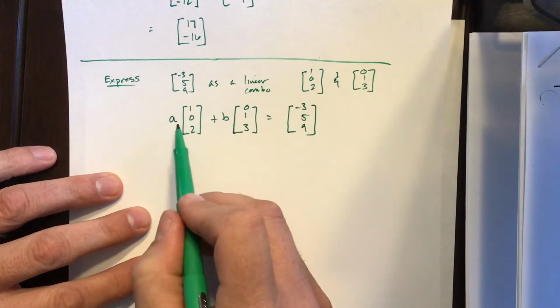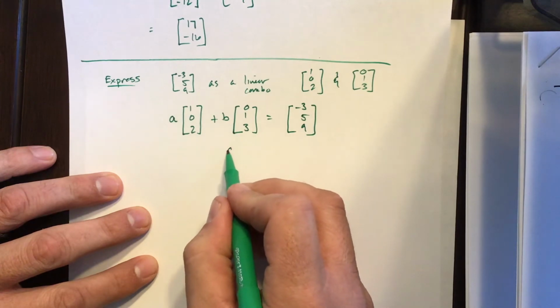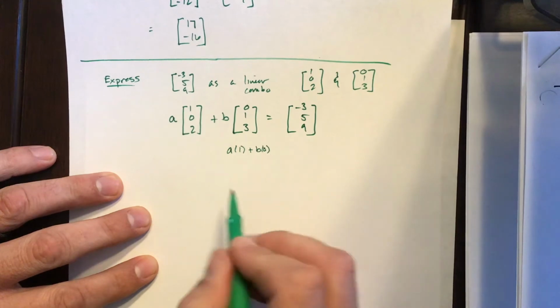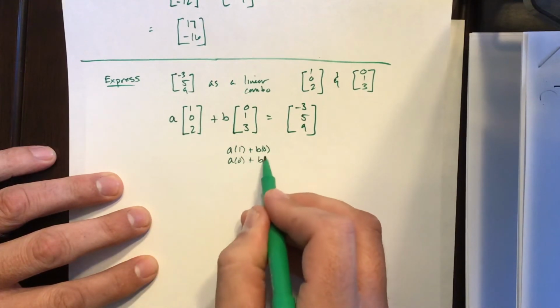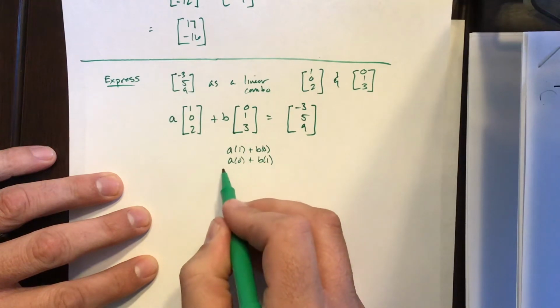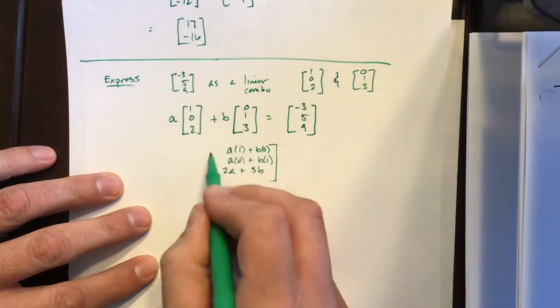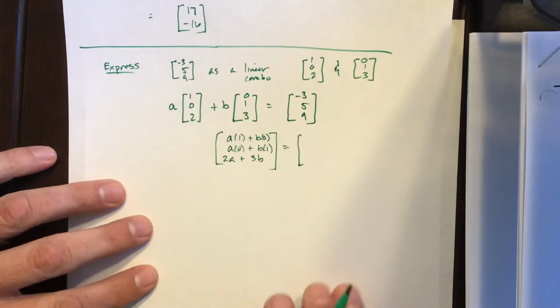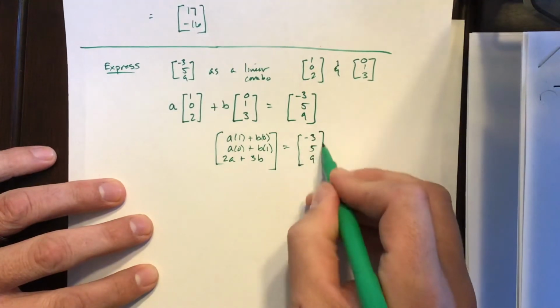On the left-hand side, we have a times 1 plus b times 0, so a times 1 plus b times 0, a times 0 plus b times 1. And 2 times a plus 3 times b is how you combine the left-hand side, and all of that's going to be equal to negative 3, 5, 9.